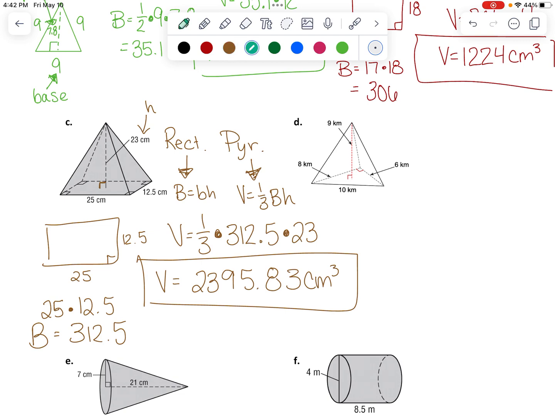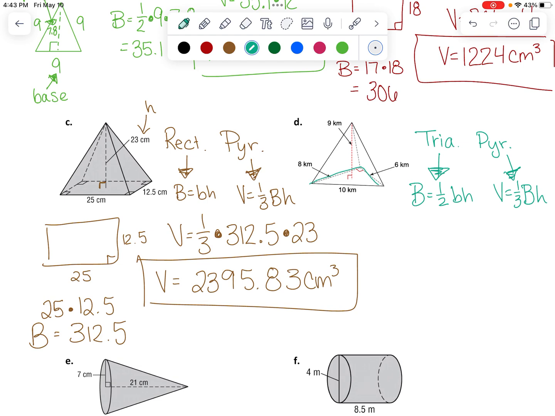My next problem is also a pyramid, but this one is a triangular pyramid. Being a triangular base, that means the base area is 1/2 base times height, lowercase base. And being a pyramid means my volume is 1/3 capital base times height. Be careful. One of the most common mistakes I see is people mixing up 1/2 versus 1/3. 1/2 goes in area formulas generally. 1/3 goes in volume formulas.